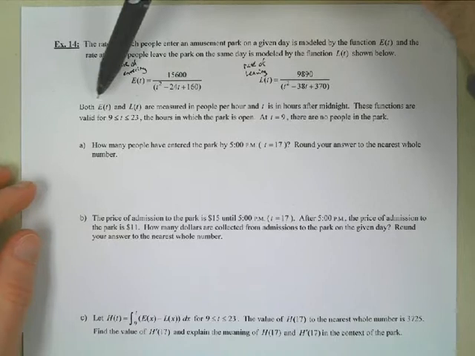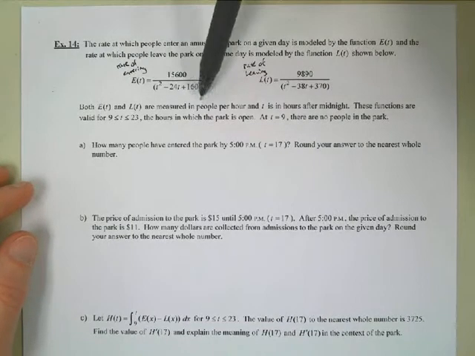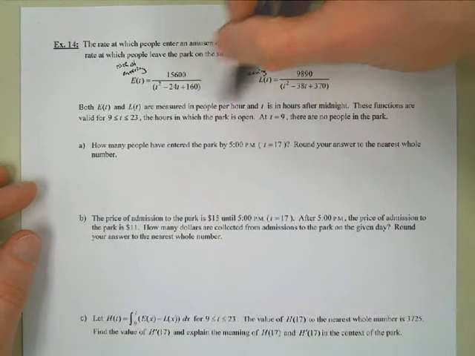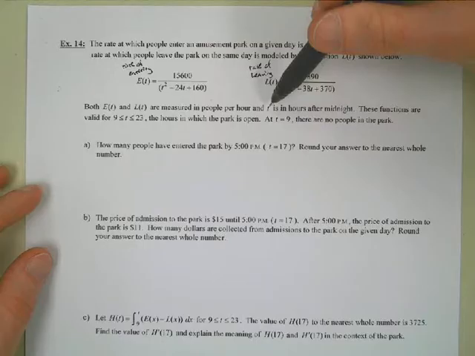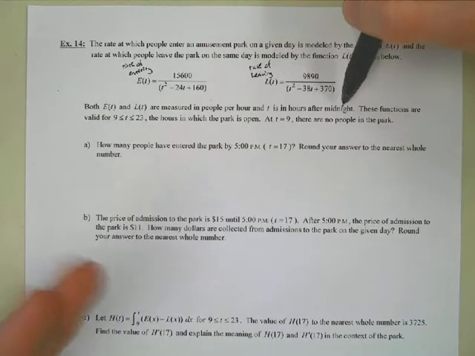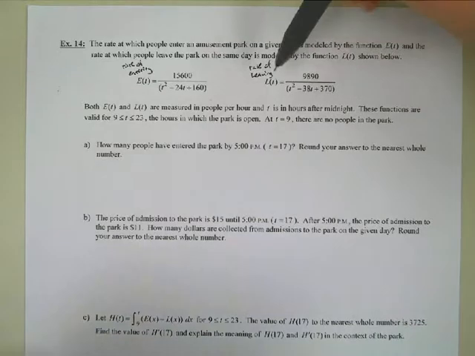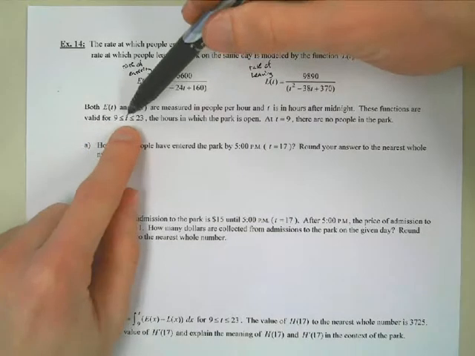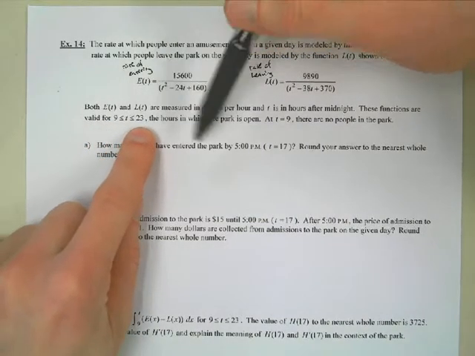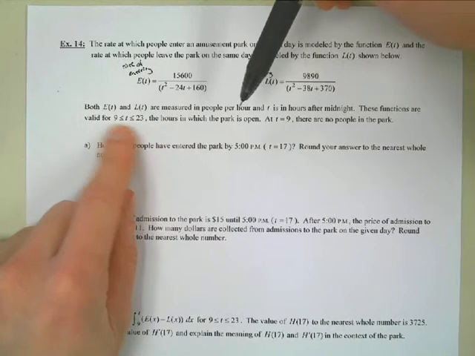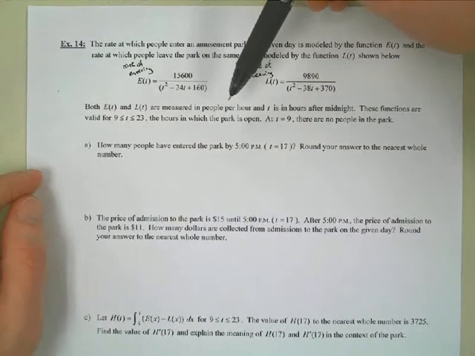Both E of t and L of t are measured in people per hour. So that's good, there's a unit right there. And t is in hours after midnight, so our starting time is midnight. These functions are valid for 9 less than or equal to t less than or equal to 23. So we only use these functions for these intervals, the hours in which the park is open.